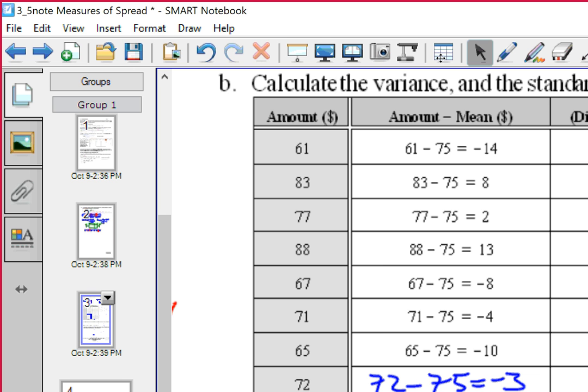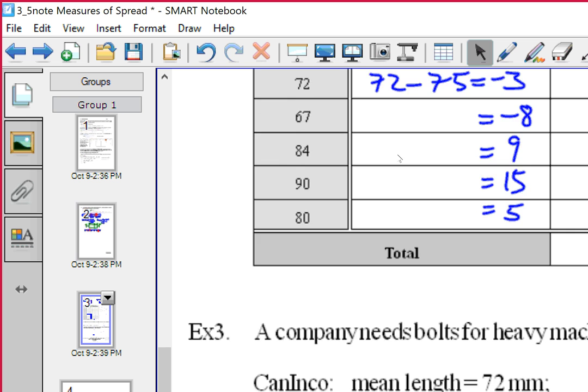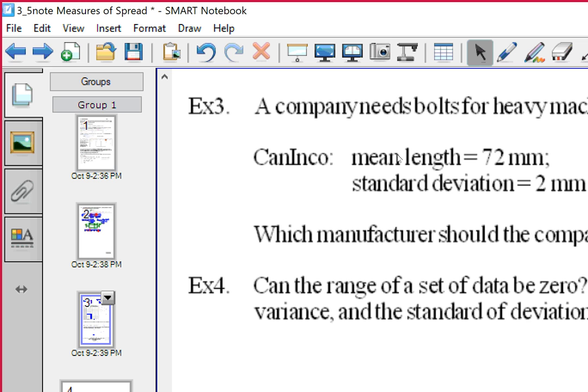You are responsible for being able to do these types of problems. You need to be able to calculate the variance. You need to be able to calculate the first quartile, the second quartile, and third quartile. You also need to be able to calculate the mean, median, and mode, right? Now, let's take a look at this last problem.